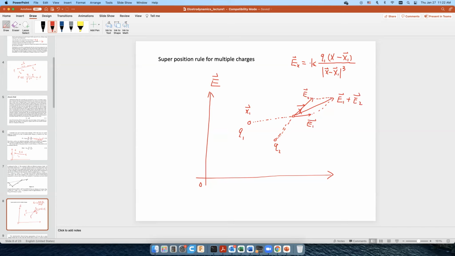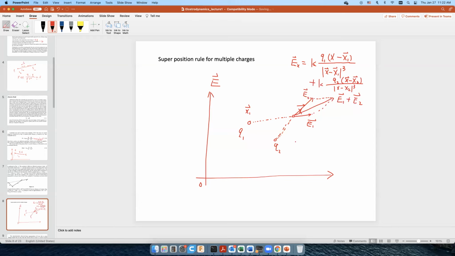And then E of X equals this plus K times Q2 times X subtracted by X2 over X subtracted by X2 cubed.